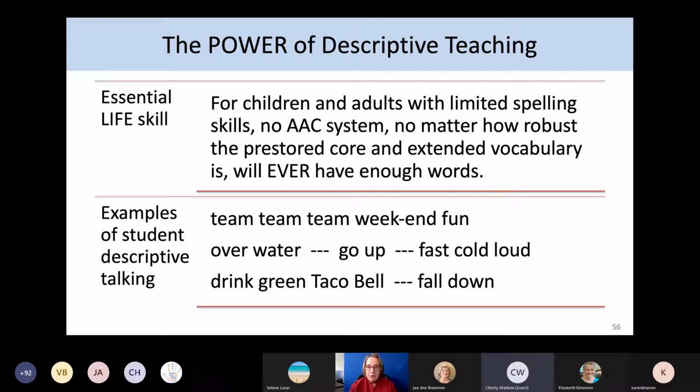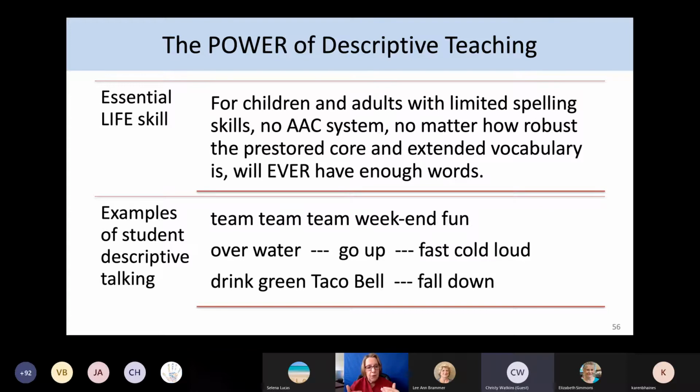So some of the examples I've written below here are from my AAC using adolescents and adults. So when one day Jonathan said to me, team, team, team. So he stopped at his machine and picked team 3 times. Then he said weekend fun. So when a kid starts talking with you with descriptive talking, he's just naturally descriptive talking. You now have to put on your explorer hat and figure out what is he saying to you.